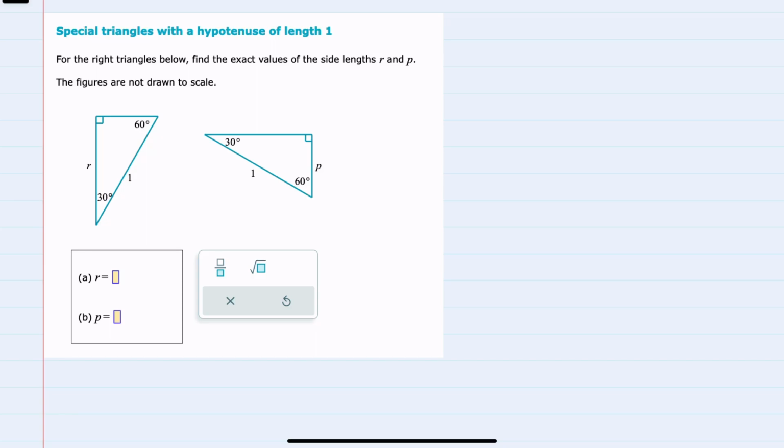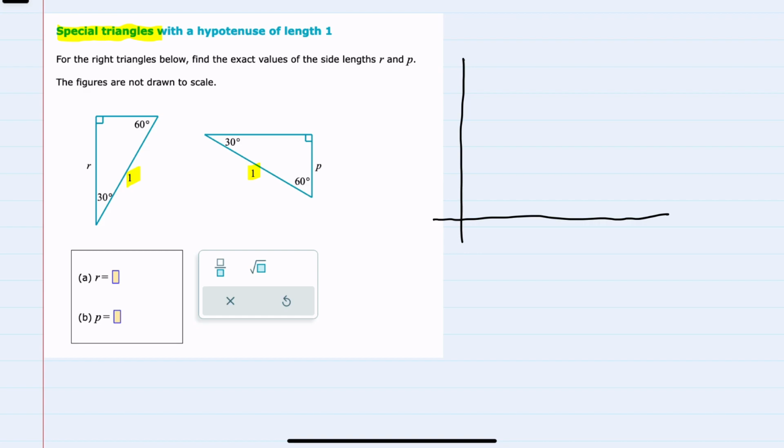In this video, I'll be helping you with the ALEKS problem type called special triangles with a hypotenuse of length 1. We're given a couple of 30, 60, 90 degree triangles here, which are special triangles. The other possibility that is a special triangle is a 45, 45, 90. And since the hypotenuse of each of these is exactly 1, we can think back to our unit circle.